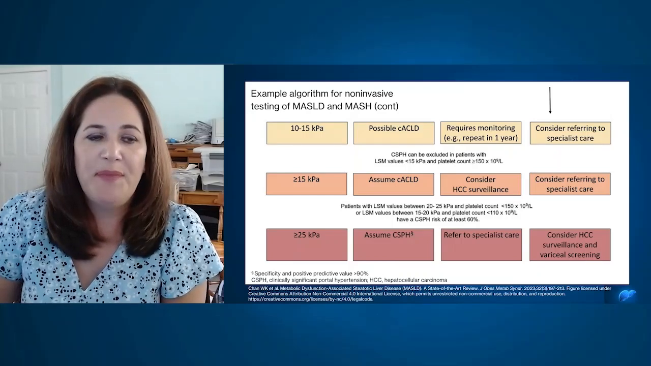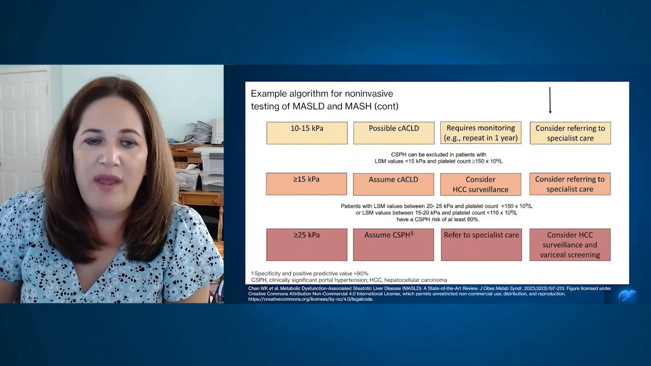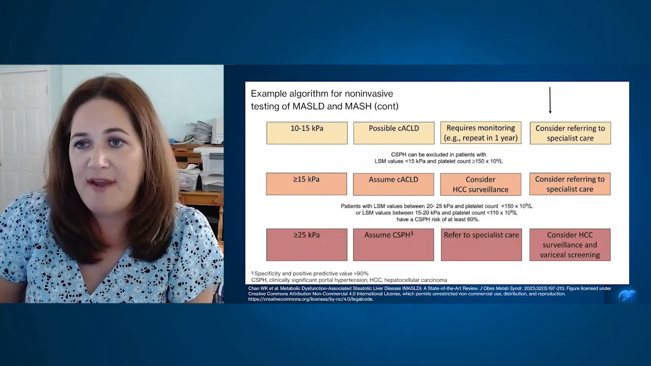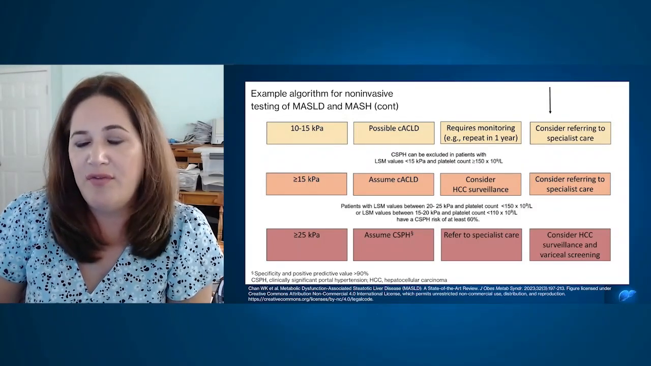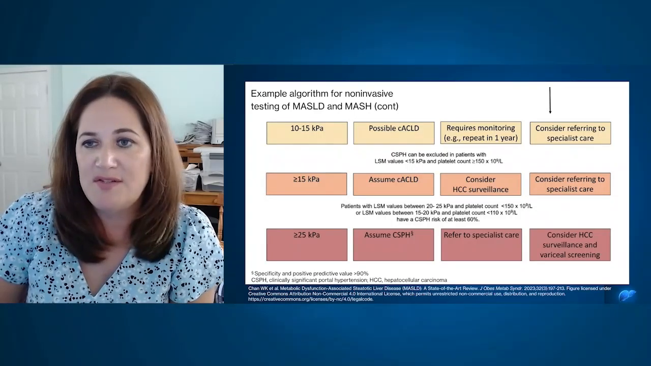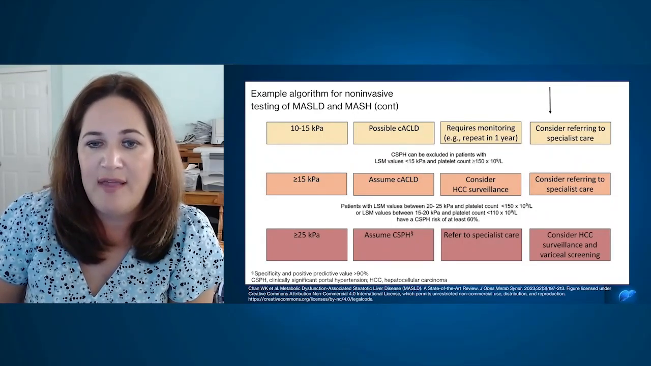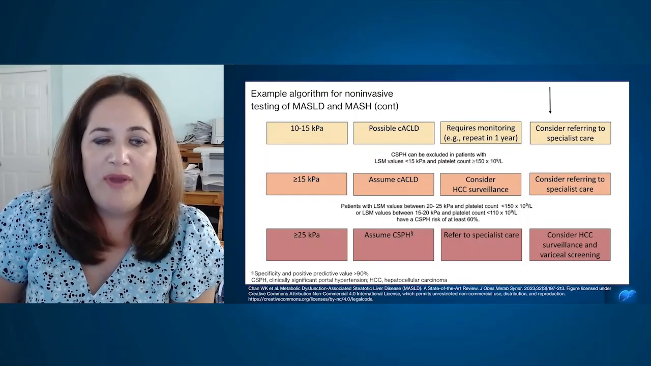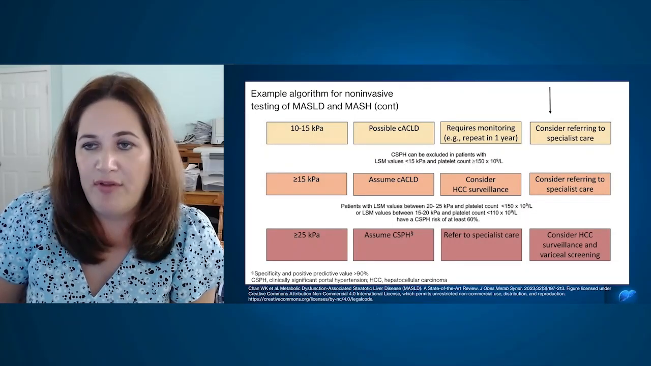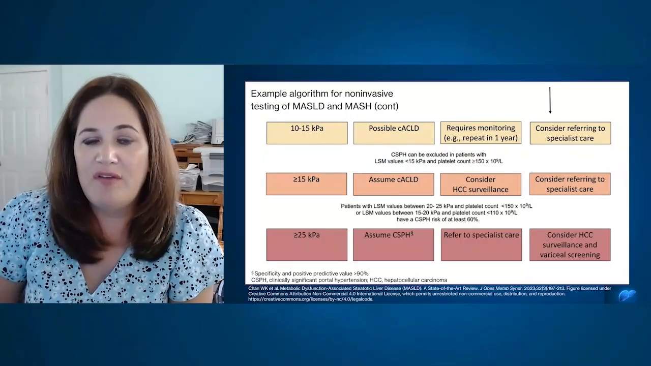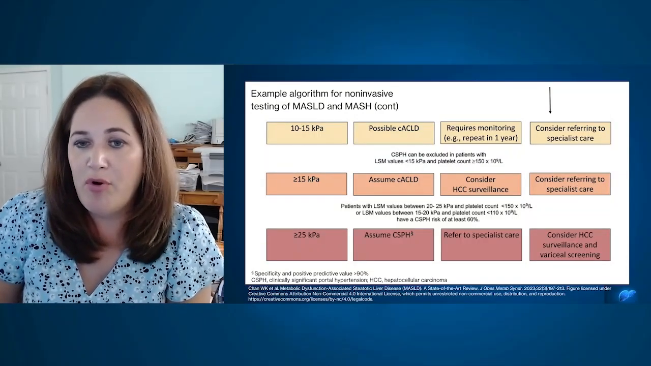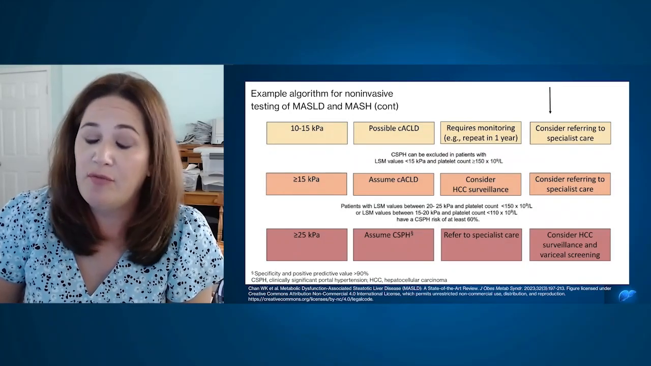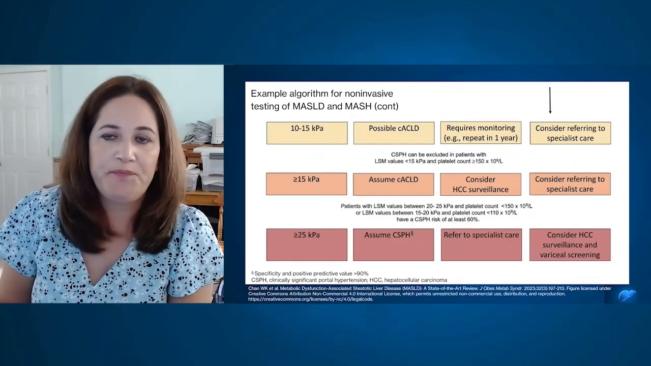to a specialist. In the second row, we consider HCC surveillance because at this point, this patient probably has advanced fibrosis or cirrhosis even, and those are the patients that we would want to send for HCC or hepatocellular carcinoma surveillance, and again, refer to a specialist. In the third row, we definitely, for these patients, want to refer them to specialist care because we're assuming that they have some significant portal hypertension and need the care of a hepatologist or even referral to a transplant center.